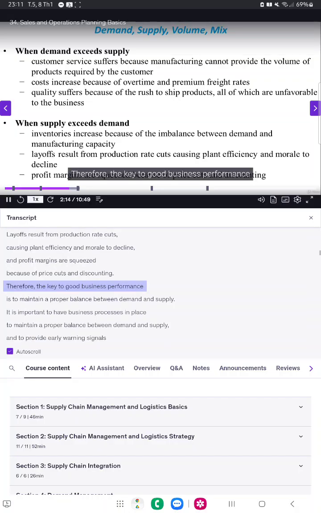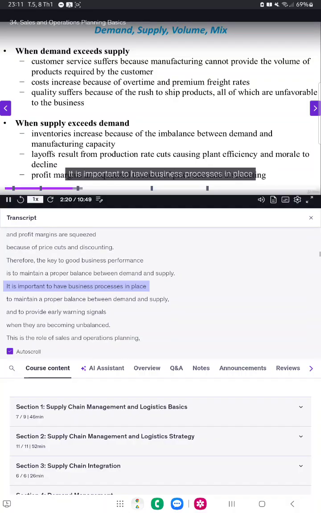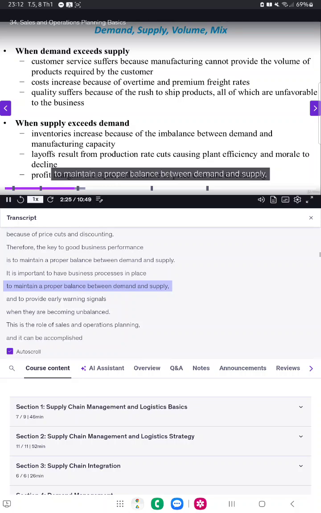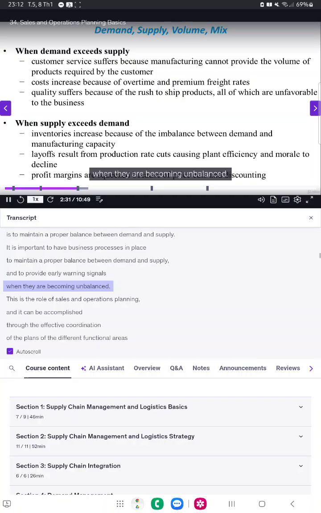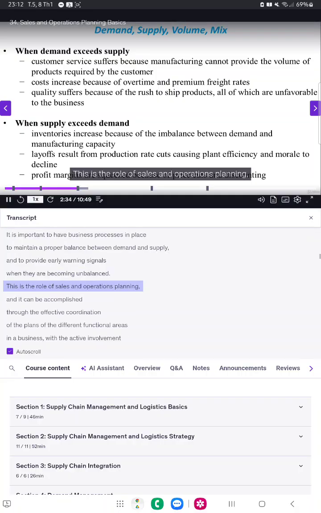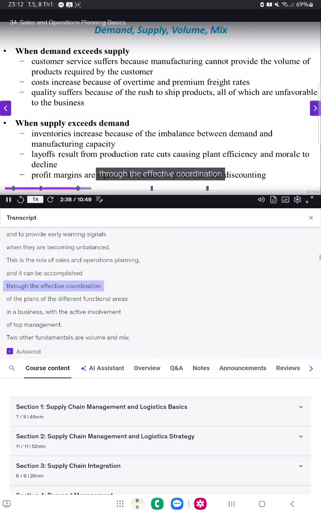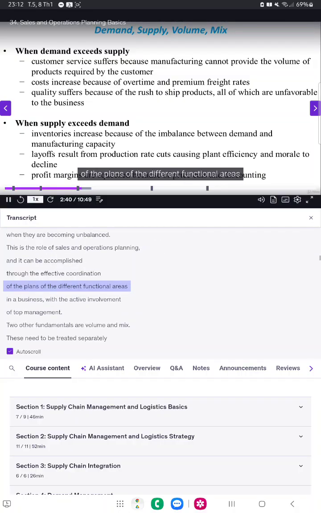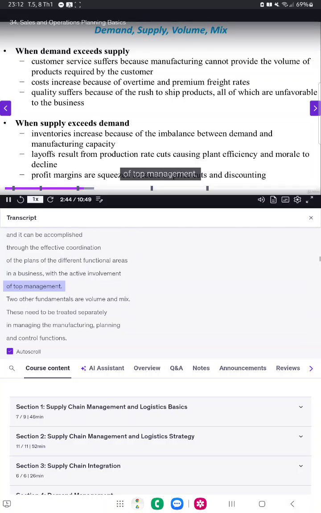Therefore, the key to good business performance is to maintain a proper balance between demand and supply. It is important to have business processes in place to maintain a proper balance between demand and supply, and to provide early warning signals when they are becoming unbalanced. This is the role of sales and operations planning, and it can be accomplished through the effective coordination of the plans of the different functional areas in a business with the active involvement of top management.